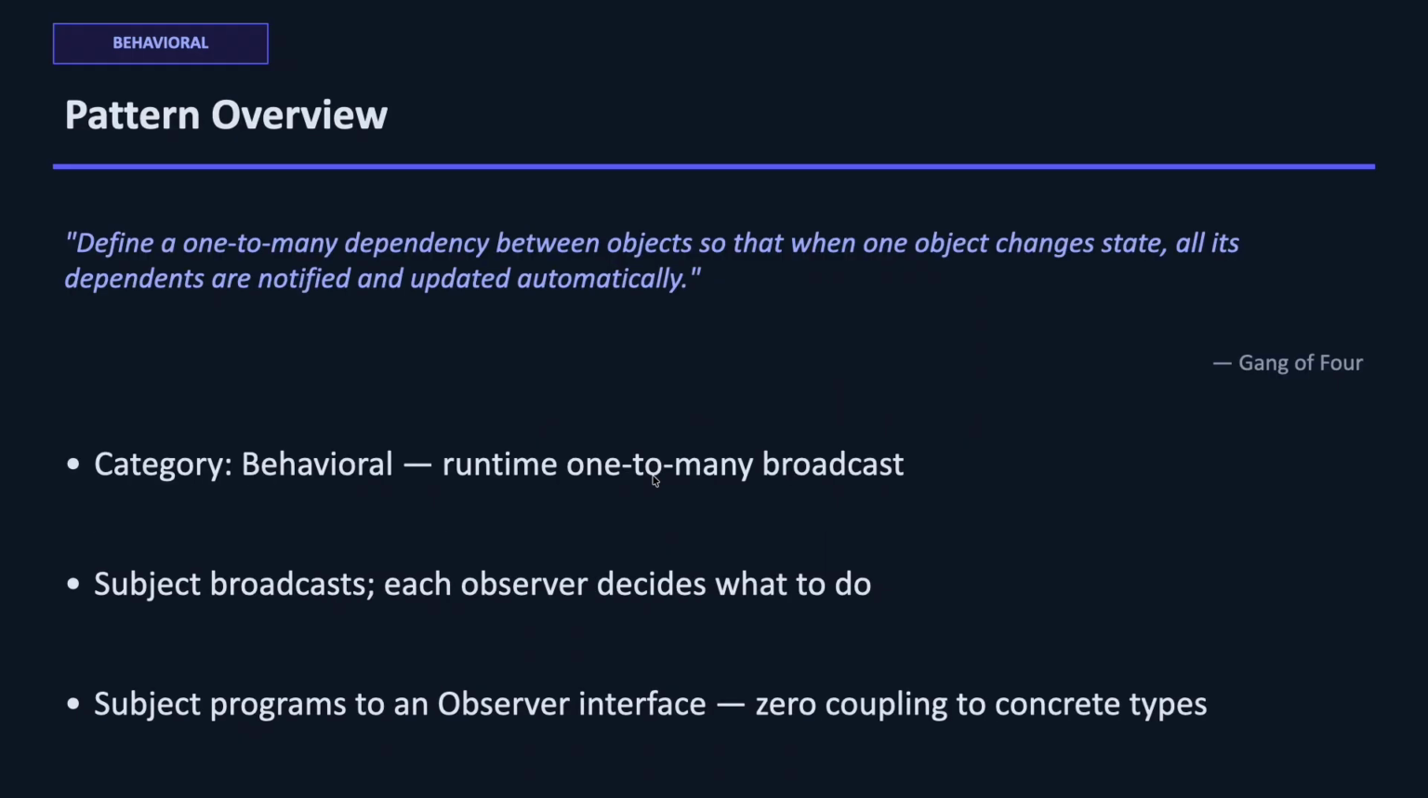The pattern overview: the Gang of Four says it defines a one-to-many dependency between objects so that when one object changes state, all its dependents are notified and updated automatically. It's called a behavioral pattern because at runtime, it has this one-to-many broadcasting to any number of observers. The subject broadcasts, each observer decides what to do. It only knows they implement a single method.